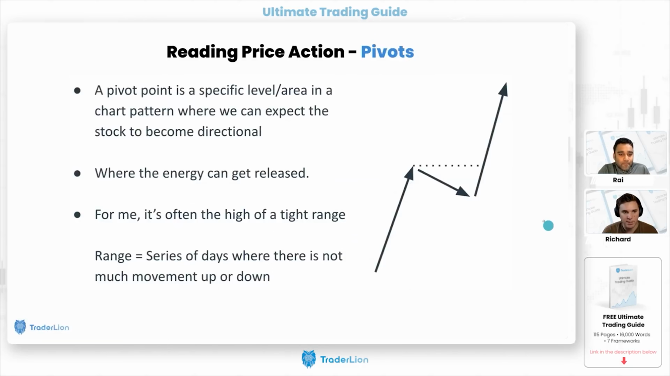So, reading price action pivots. This is a very simplistic view, but we're going to build and build and build. How do I define a pivot? A pivot point is a specific level or area in a chart pattern where we can expect the stock to become directional. Rye, I think I stole that from you, pretty sure. Basically, it's a spot in the eye of the market where the supply and demand scale is about to shift. This is where the energy can get released, both to the upside or downside, depending on the setup. For me personally, it's often the high of a tight range.